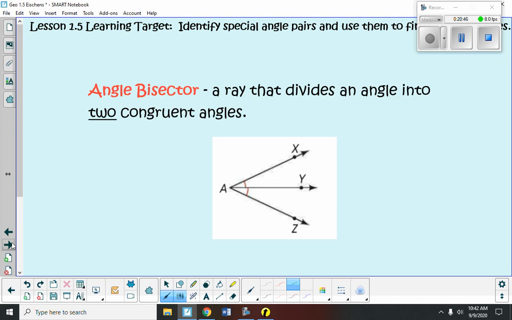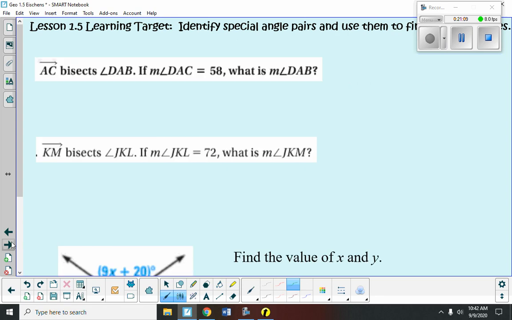Okay, another term for you, angle bisector. It is a ray that divides an angle into two congruent angles. So remember, bisect means cut in half. So if you have an angle bisector, it cuts it in half. So angle XAY is congruent to angle YAZ. So if you're told you have an angle bisector, then you know you have two congruent angles. So let's do a problem here.